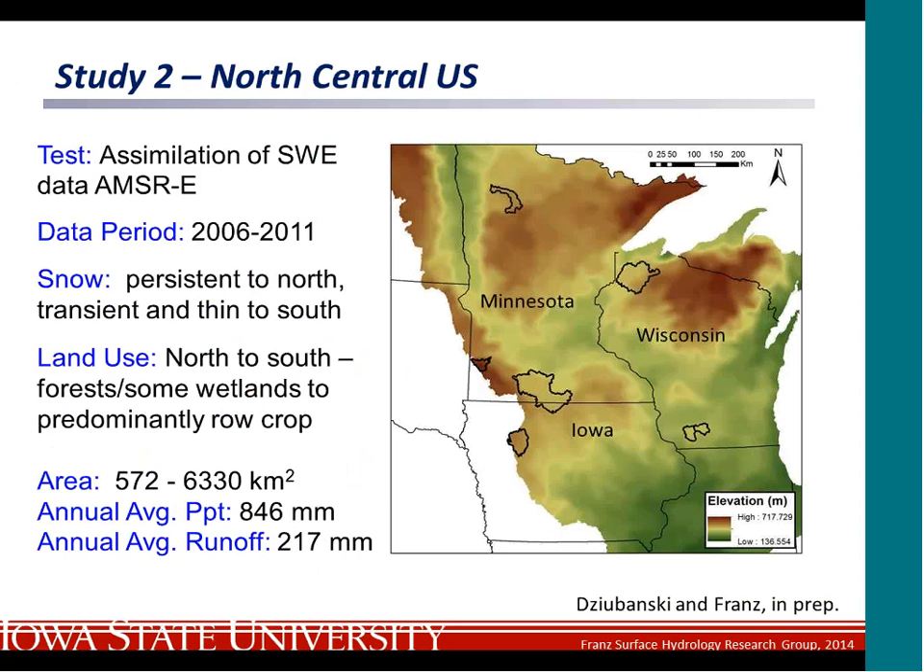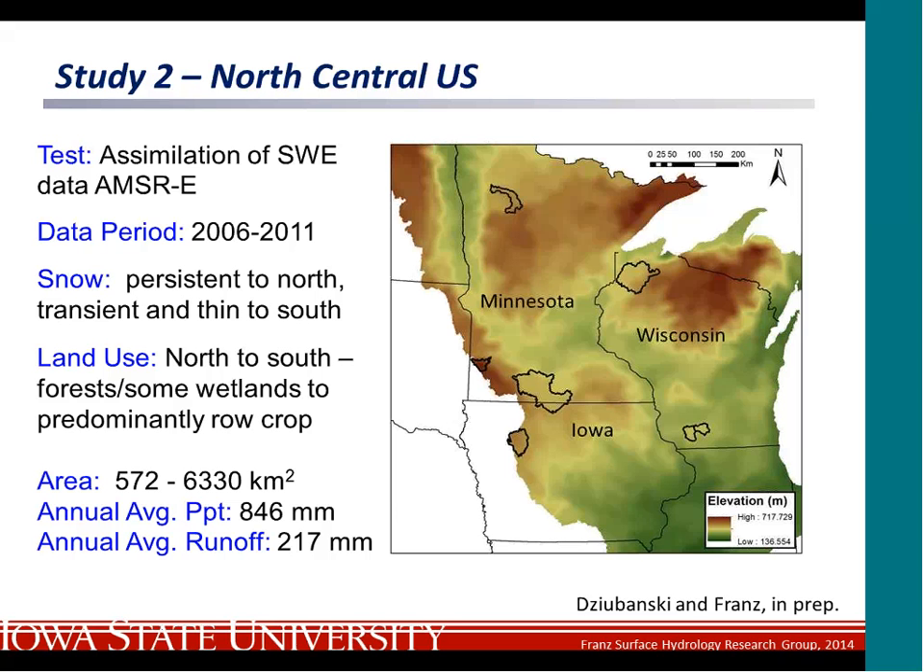Okay, so that was one study using ground-based data, and again, limited ground-based data, but nonetheless, we saw good improvement with simulations, not so much with the hindcast. So I had a student about a year or so ago test the assimilation of AMSR-E data in watersheds in the north central US. And so we chose these 7 watersheds.